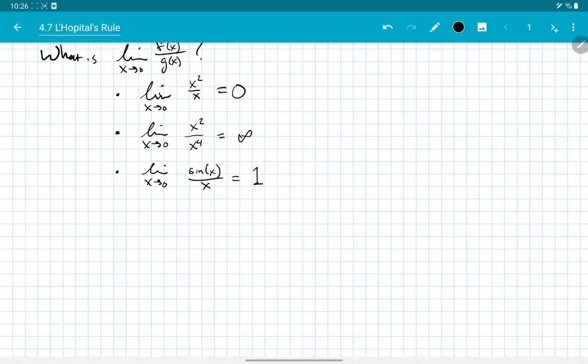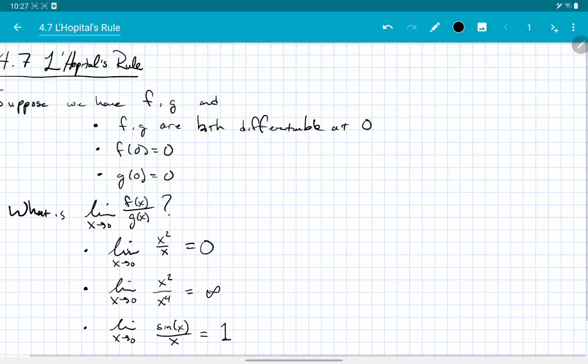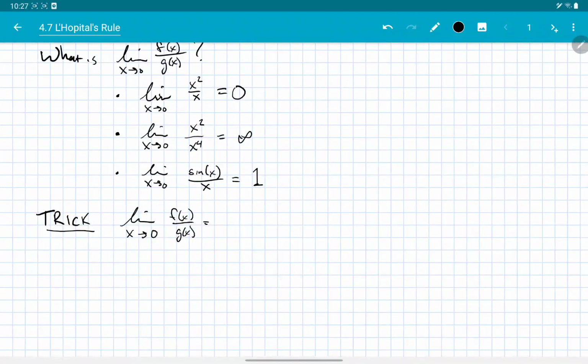Well, here's the trick behind L'Hopital's rule. And this trick explains why L'Hopital's rule works. This is not what we're going to do normally when we apply L'Hopital's rule. It just explains why it works. So let's take a quick look. We're trying to look at the limit as x goes to 0, say, of f of x over g of x. Now, we assumed, right, that both f and g are 0 at 0.